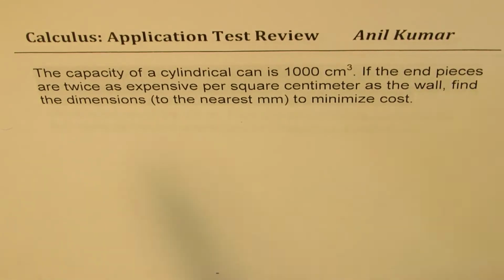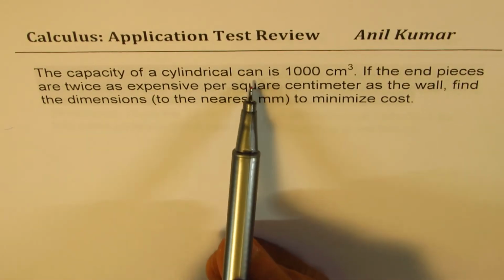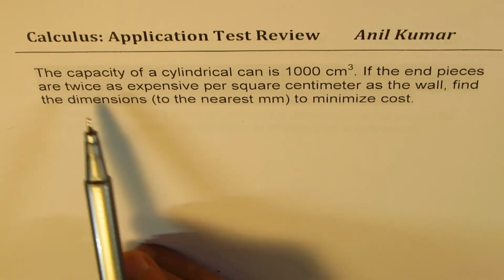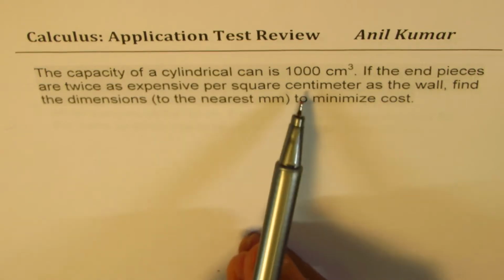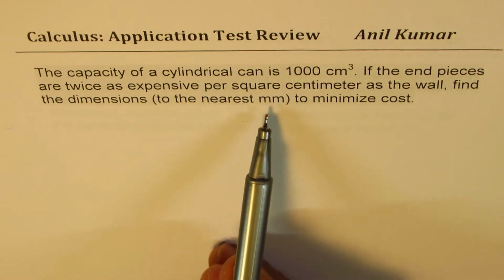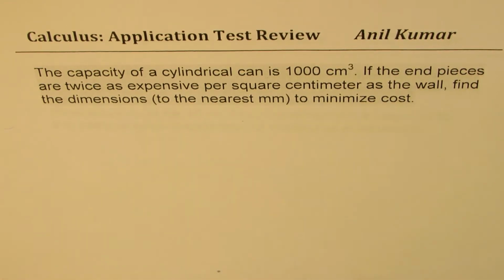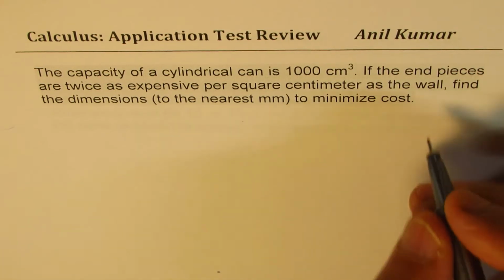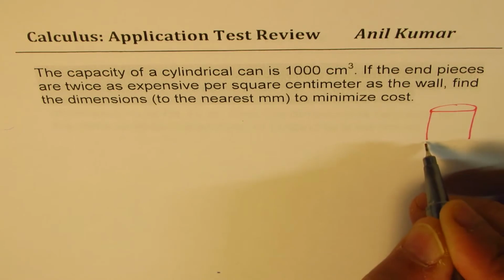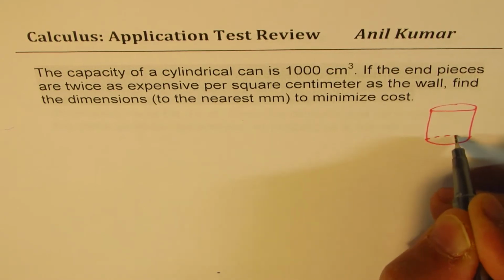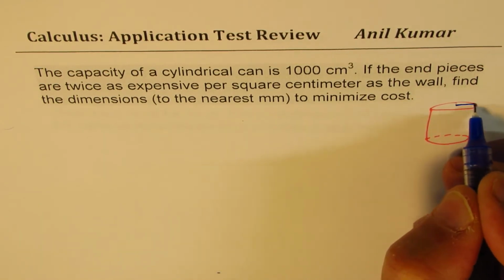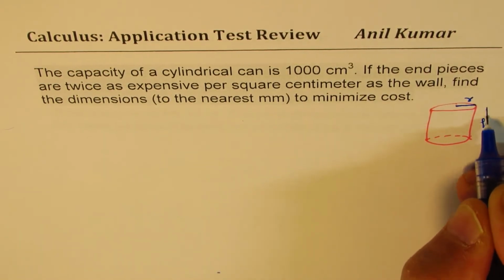The question here is, the capacity of a cylindrical can is 1000 centimeter cube. If the end pieces are twice as expensive per square centimeter as the wall, find the dimensions to the nearest millimeter to minimize cost. Now let's sketch a cylindrical can first and then define variables. So that is a standard way, correct? So that is our cylindrical can, and let's say this is radius r and that is height h.